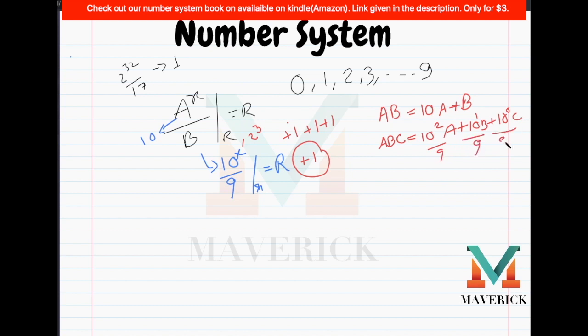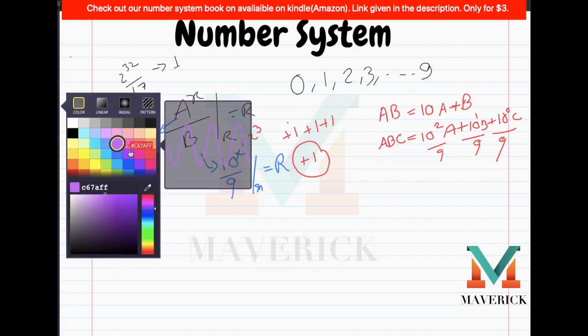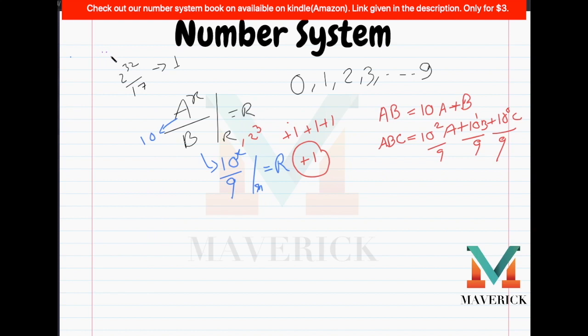what are the individual remainders? 1 by 9 remainder is 1 itself. 10 by 9 remainder is also 1. 100 by 9 remainder is also 1. So what are the individual remainders? It's +1 everywhere. That's why you can neglect that, right? Now apply basic remainder theorem. This is how we'll apply, right?